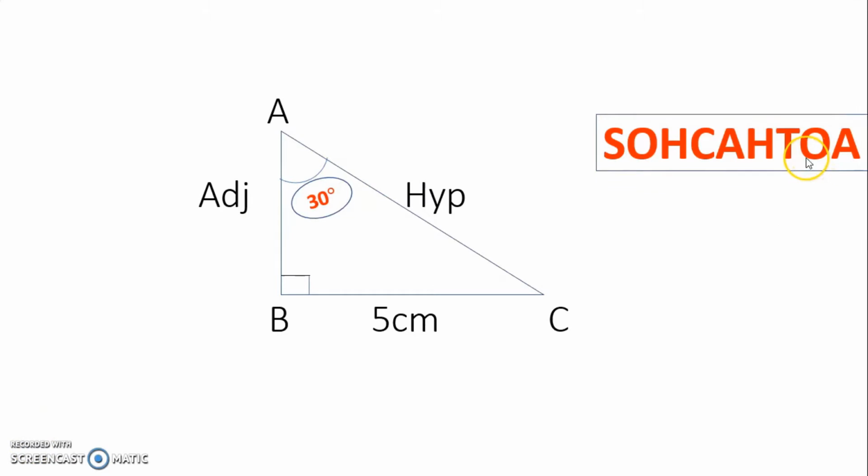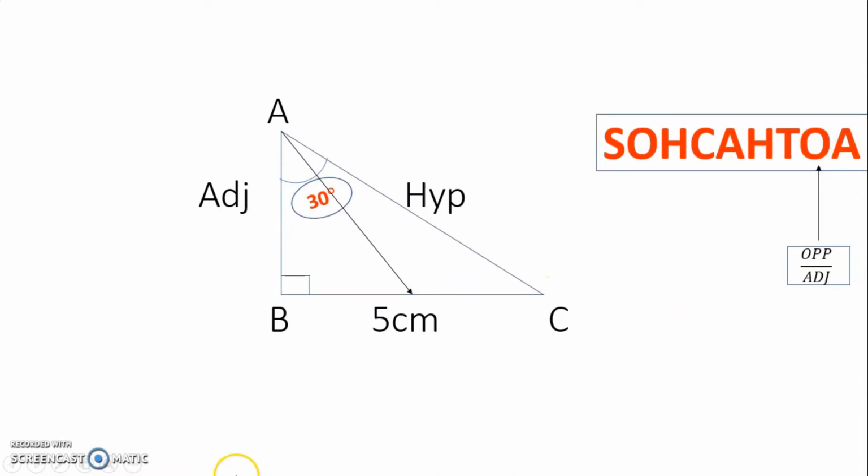The last one we are going to consider is the TOA. TOA simply means tan theta equals opposite over adjacent. Our opposite is given to be 5 centimeters. Our adjacent is what we are looking for. Automatically, we are going to use the TOA.